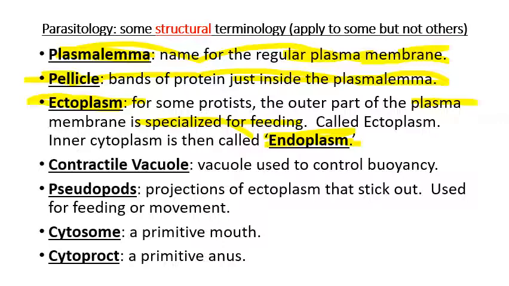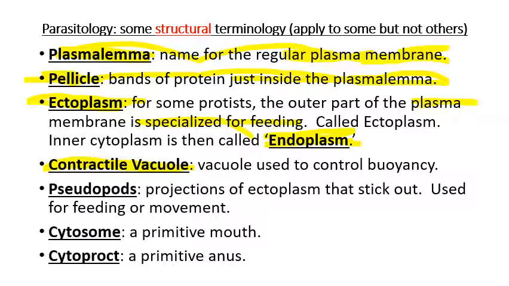Okay, some protists have something called a contractile vacuole, specifically the paramecia that I told you about. They have a contractile vacuole. We'll discuss that. It's used to increase or decrease its buoyancy in the water. So it's used to go up or down in the water the same way a submarine uses ballast tanks. So the paramecia have that.